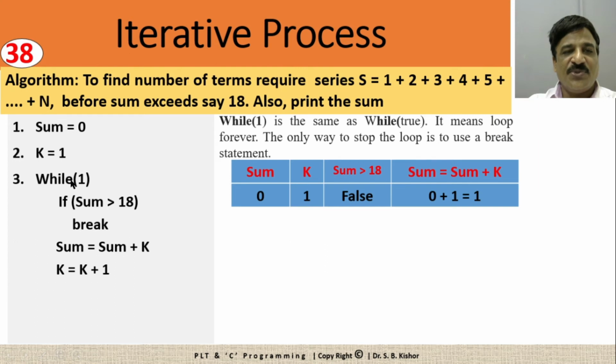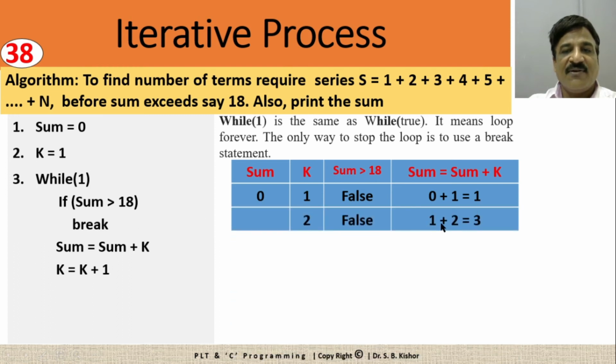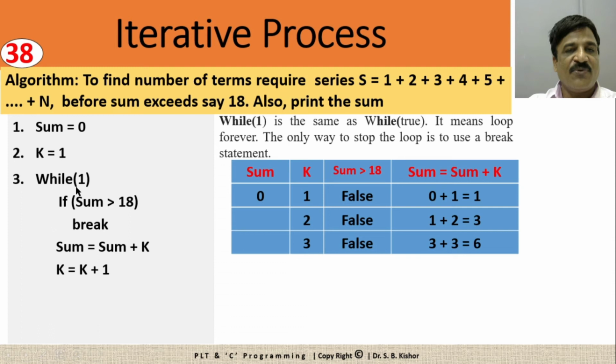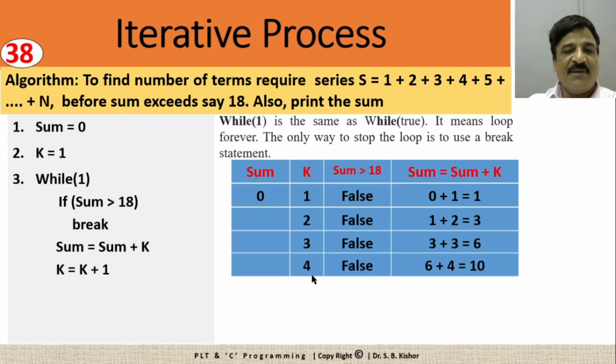While 1, condition is true, yes. Is 1 greater than 18? No, because our value of sum is 1. So perform the sum: 1 plus 2, now it becomes 3. Now again increment the value of k by 1, so it becomes 3. While 1 means true. What is the value of sum? 3. Is 3 greater than 18? No. So again perform the sum. 3 plus 3 is what? Now 6. Now again increment the value of k by 1.